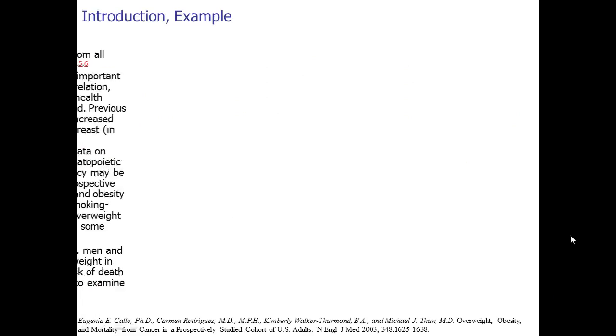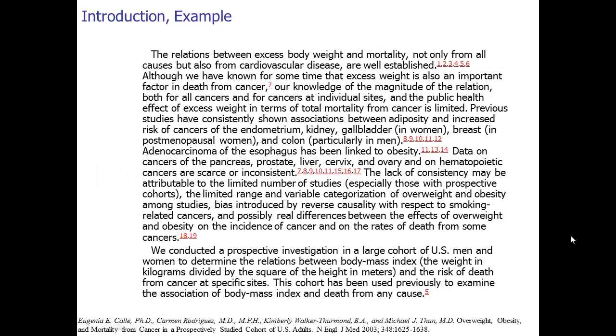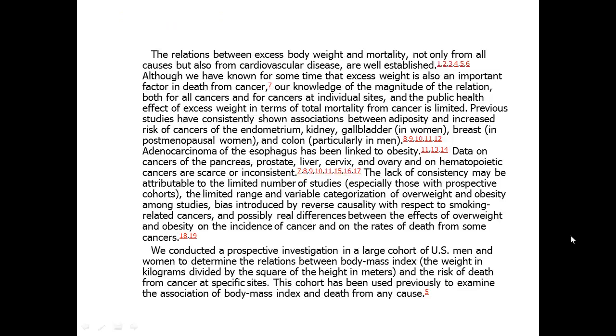All right, so here's another example. Notice again that this one is only 2 paragraphs long, slightly longer than the last example, but still only 2 paragraphs. So this one was looking at whether or not obesity and overweight was related to mortality from cancer. So they start with the what's known. So what do we know? So we know that if you're overweight or obese, that's been linked to death from all causes as well as from heart disease. That's well established.